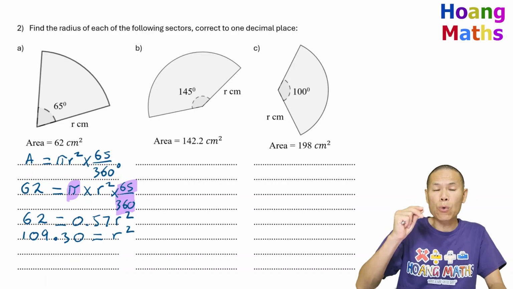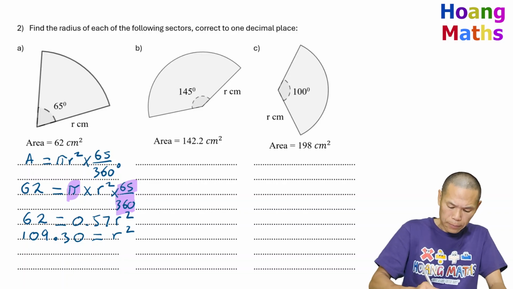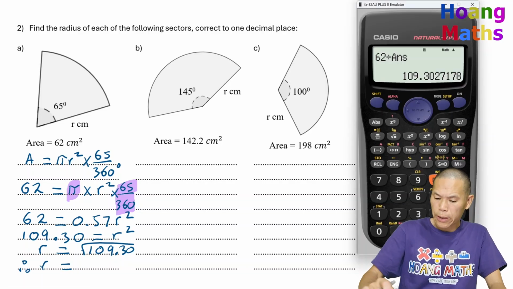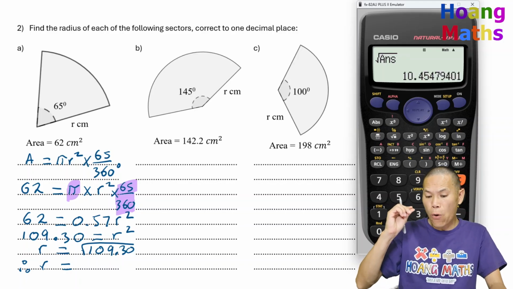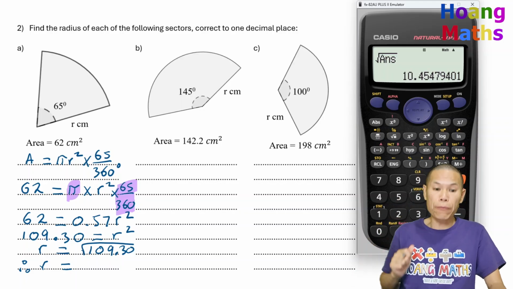Now the opposite of square is square root. So in other words, r is equal to the square root of 109.30. That means therefore the radius r equals, so just go square root the answer. So there you go. The radius is 10.45 and so on. Correct to 1 decimal place, 10.5.